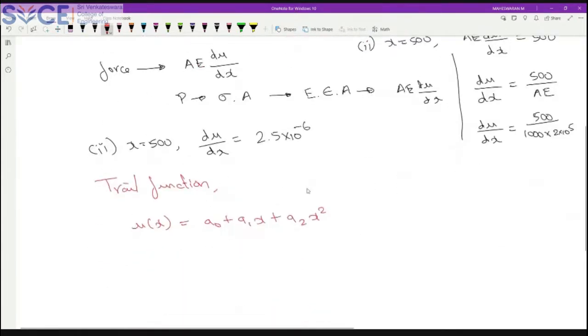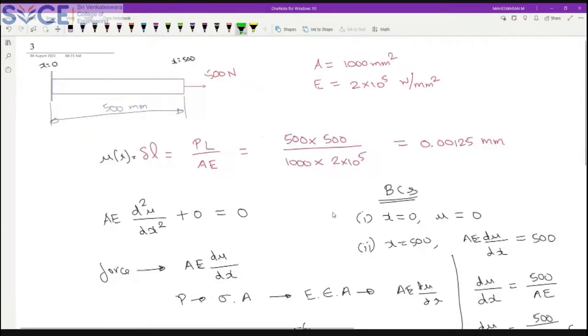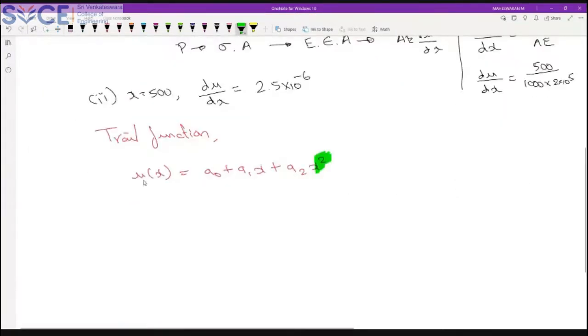So why do I go up to x square? If you look here, I have gone up to x square. What is the reason? Because our differential equation is d square. Which means I have to differentiate this u twice. If I differentiate this u twice, x square will become a constant, it will be 1. So when you differentiate, you have only one constant. That is the reason I am taking up to x square, right?